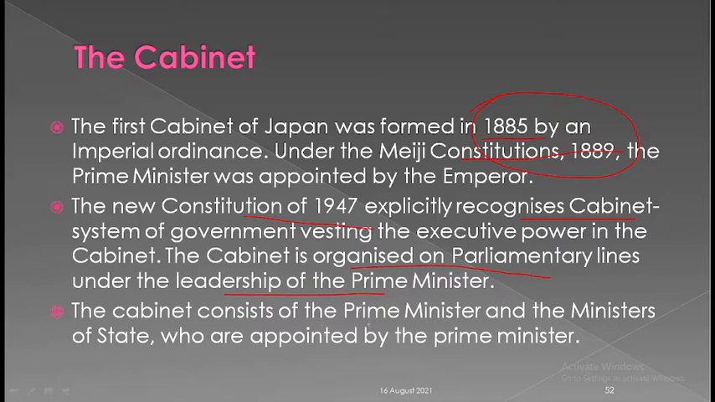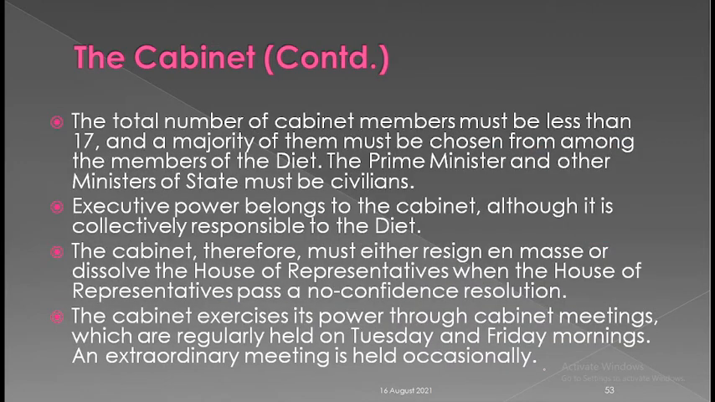The cabinet consists of the prime minister and the ministers of state, who are appointed by the prime minister. The total number of cabinet members must be less than 17, and the majority of them must be chosen from among the members of the Diet. A person who is not a member of the Diet can also become a cabinet member, but most of them should be from the Diet. The prime minister and other ministers of state must be civilians.